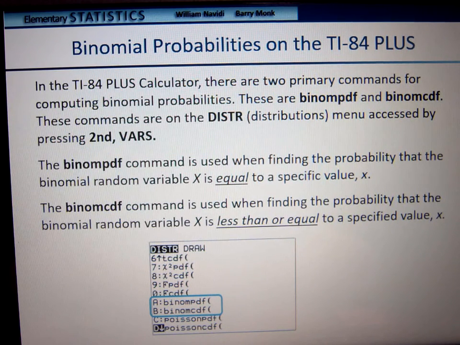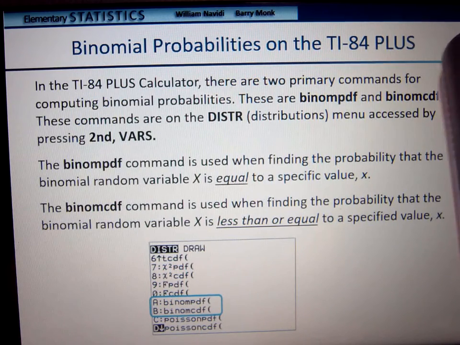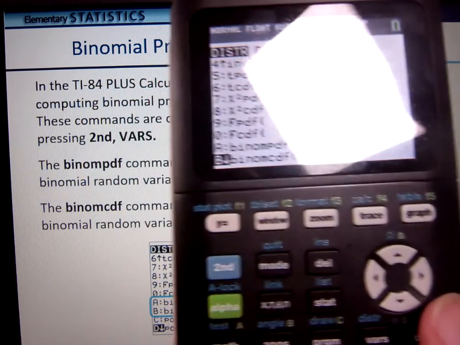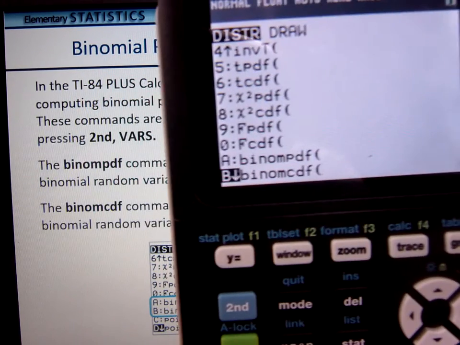There it is. Okay, and then binomial CDF. There it is. So those are the two that we would be looking for. The binomial PDF is used when finding the probability of the random variable when it's equal to a specific value. And the binomial CDF is used when finding the probability of the random variable that is less than or equal to a specific value. So those two things you'll have to keep in mind if you're using your calculator to find the binomial. Sorry about the glare that I'm getting.